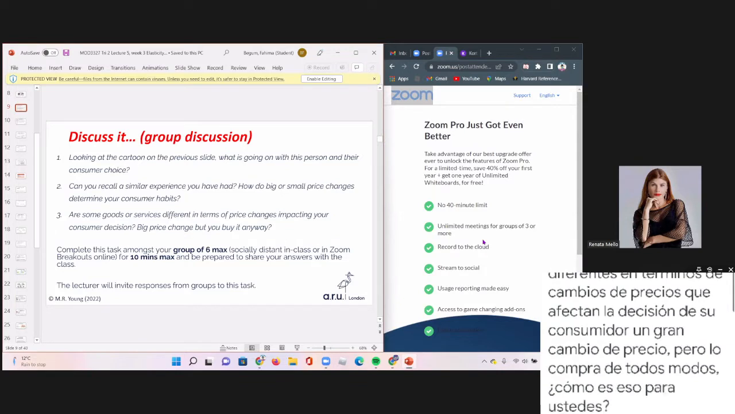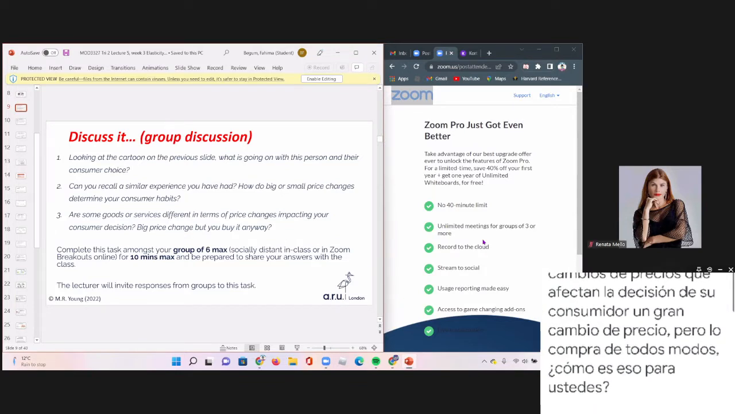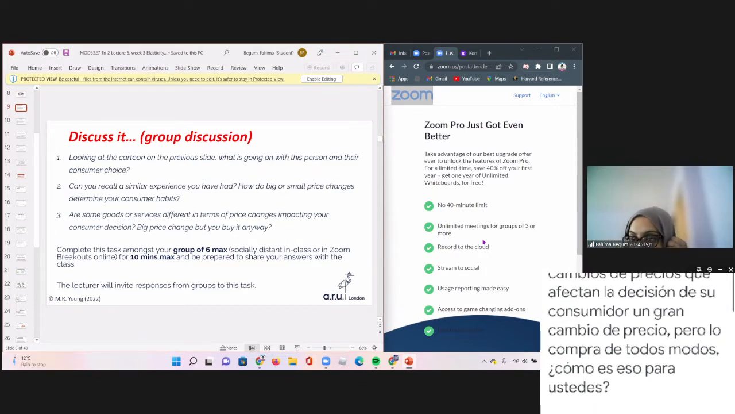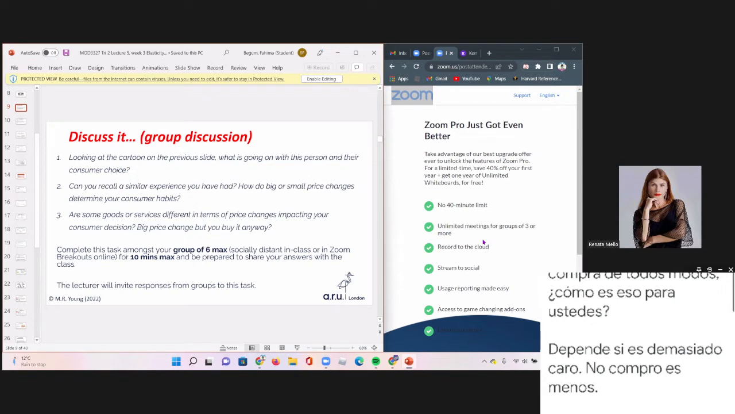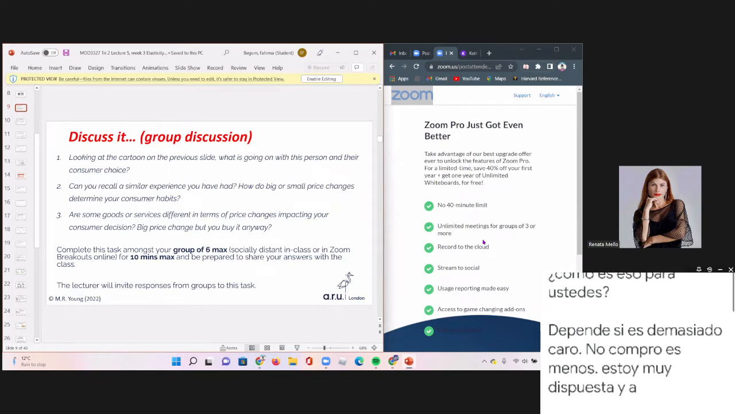It depends. If it's too expensive, I don't buy. If it's too expensive, you don't buy it. I'm very willing to wait for sales and good deals. I can wait.